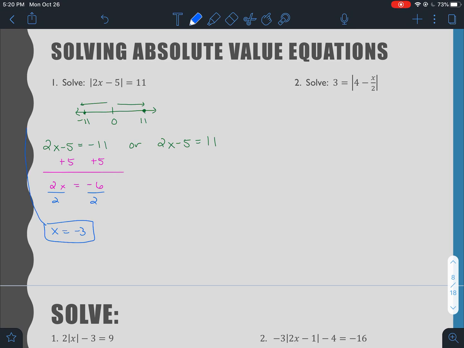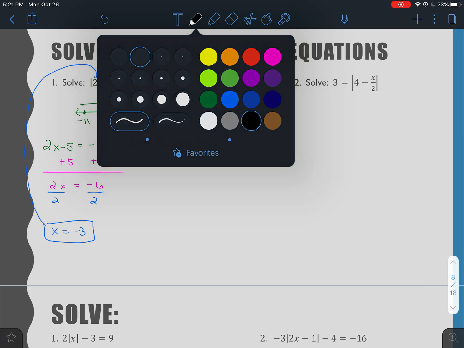Again, you can always check by plugging it back in. If I took -3 and plugged it in, I would get 2 times -3, which is -6, and -6 minus 5 is -11, and the absolute value of -11 is 11, so -3 works. Let's try the other one.